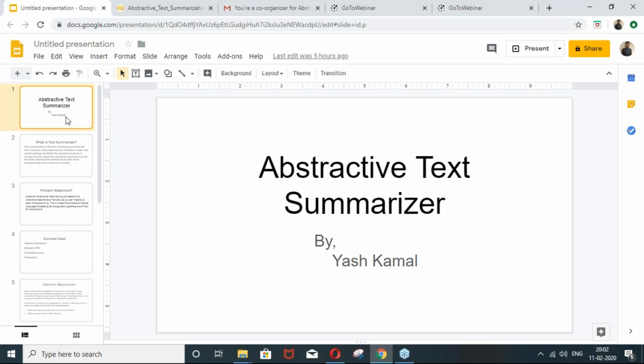So for today's topic, we have the abstractive text summarizer. Before starting the topic, let me tell you something. How can you relate it? Suppose you want to visit a restaurant or anywhere, what do you want? You want to know whether it's a good place to visit or not.